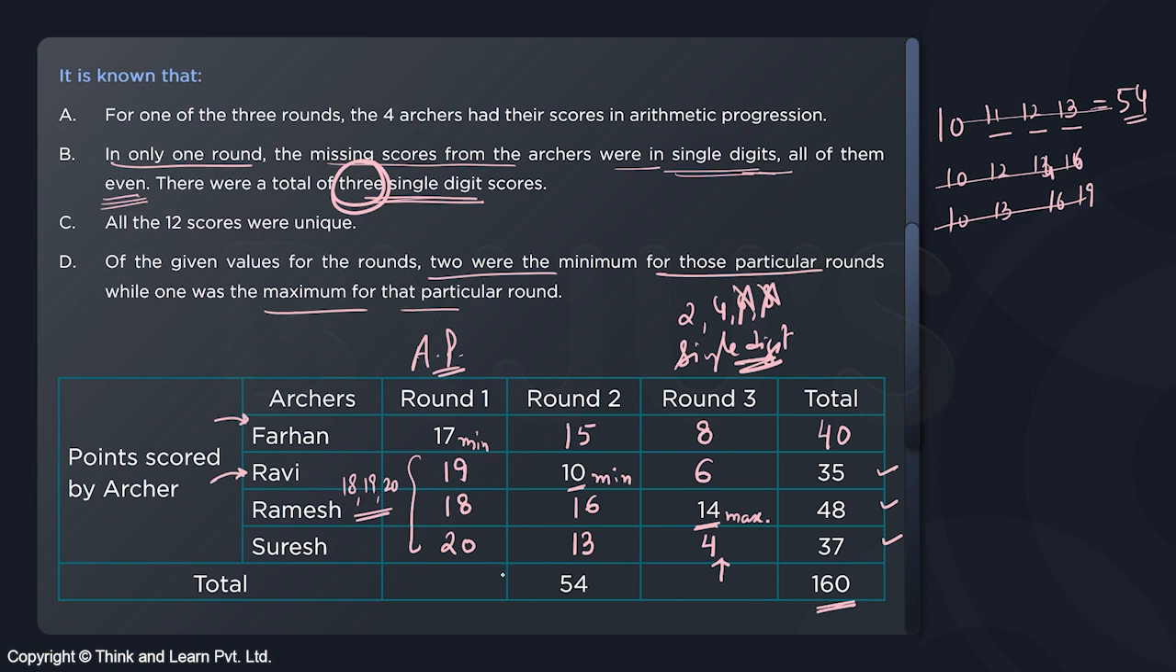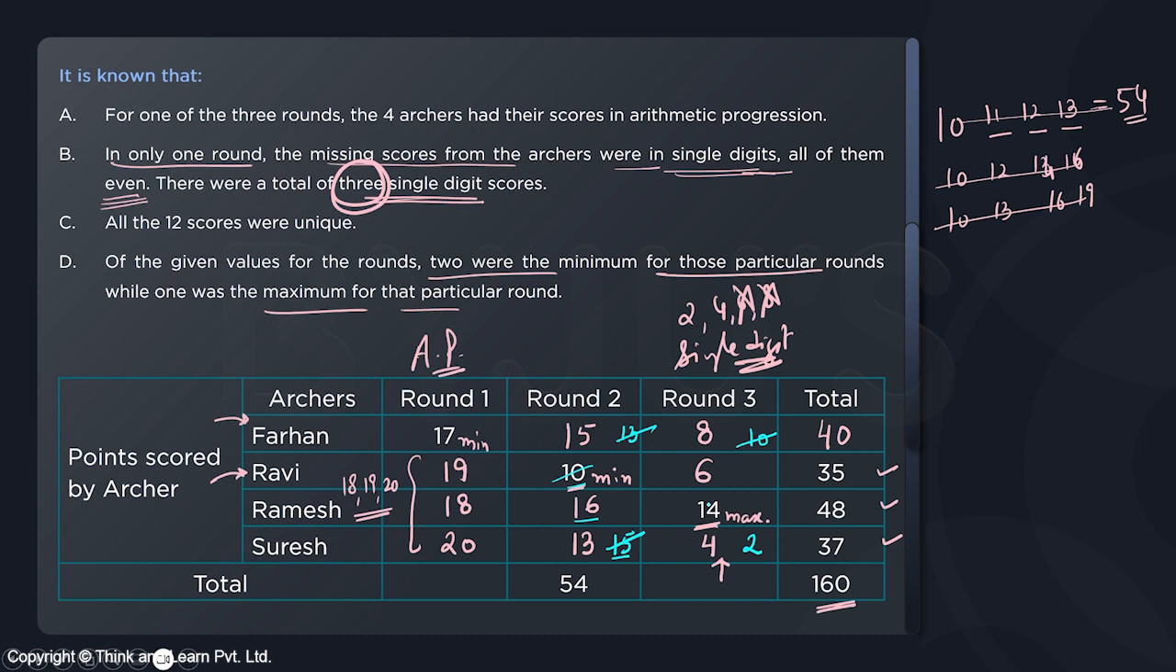But we did not check 2. So if you try 2, I'm sure there would be some mistake. Let's try. If it is 2, this would become 15. Now 10 plus 16 is 26. 26 plus 15 is 41. So this score would become 13 then. This is 13, so 17 plus 13 is 30. In that case, this score must be 10. I cannot write 10 again. Moreover, I am not getting 3 single digit numbers. So that is gone. So this is the final combination with us.